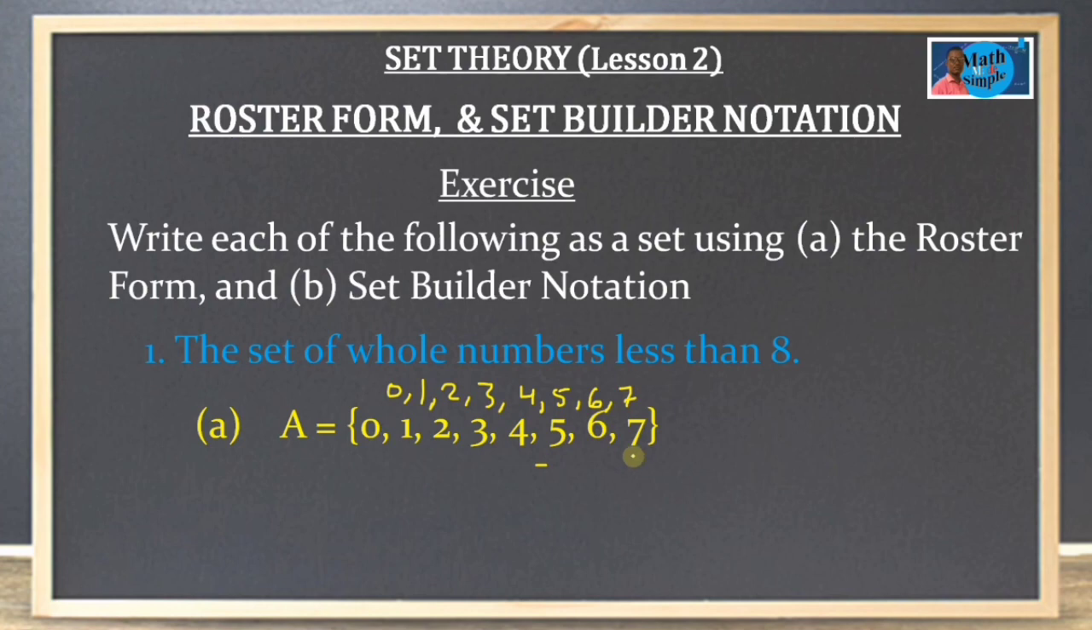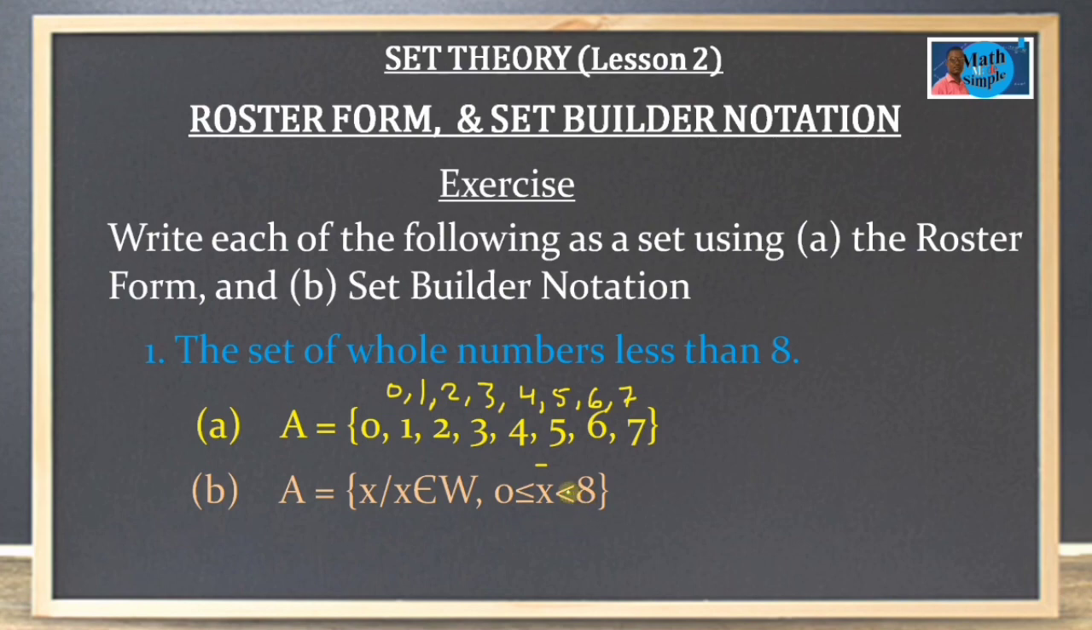And for the set builder notation form, the variable that will be used is x, and the condition is that it must be a whole number, and the limit will be 0 less than or equals to x less than or equals to 7, or better still, you could say less than 8. All right, so we say that A equals x such that x is a whole number, 0 is less than or equals to x less than 8.